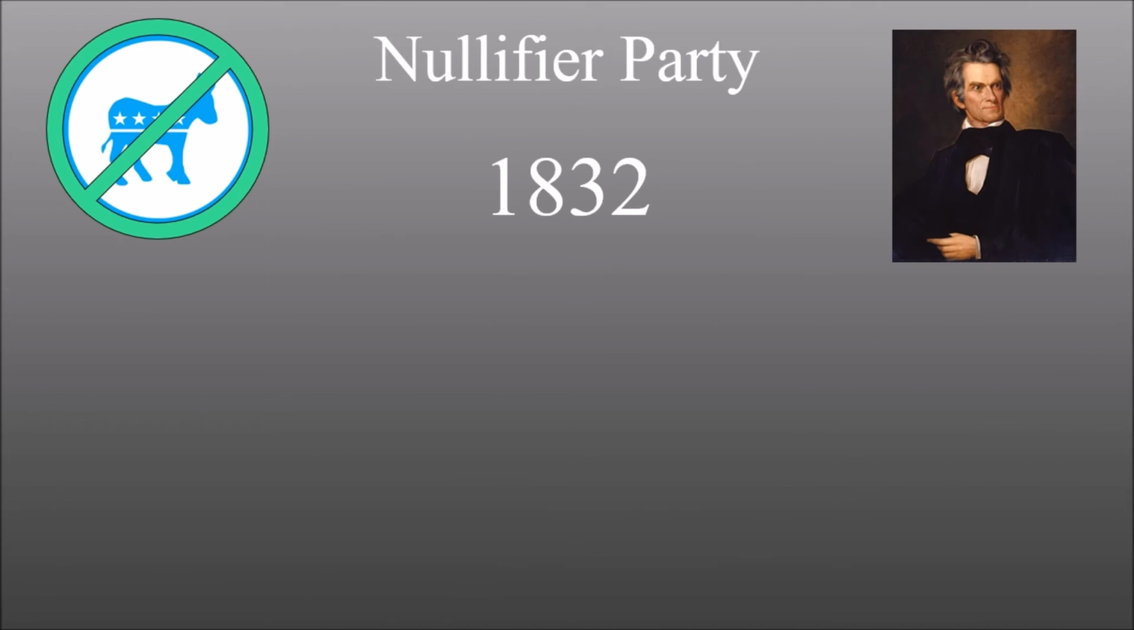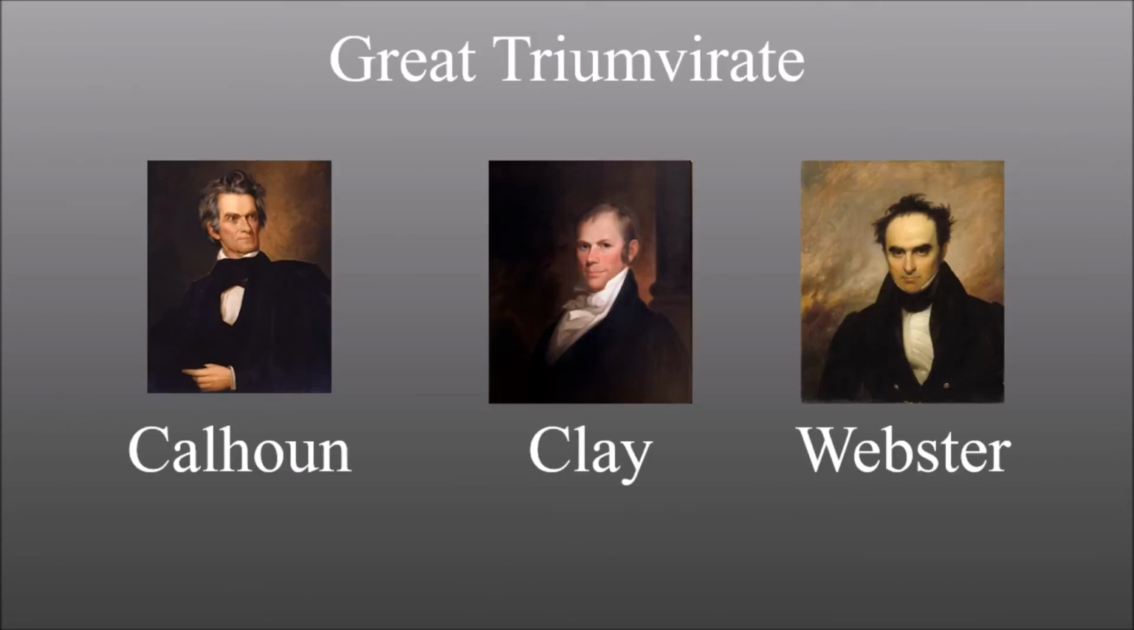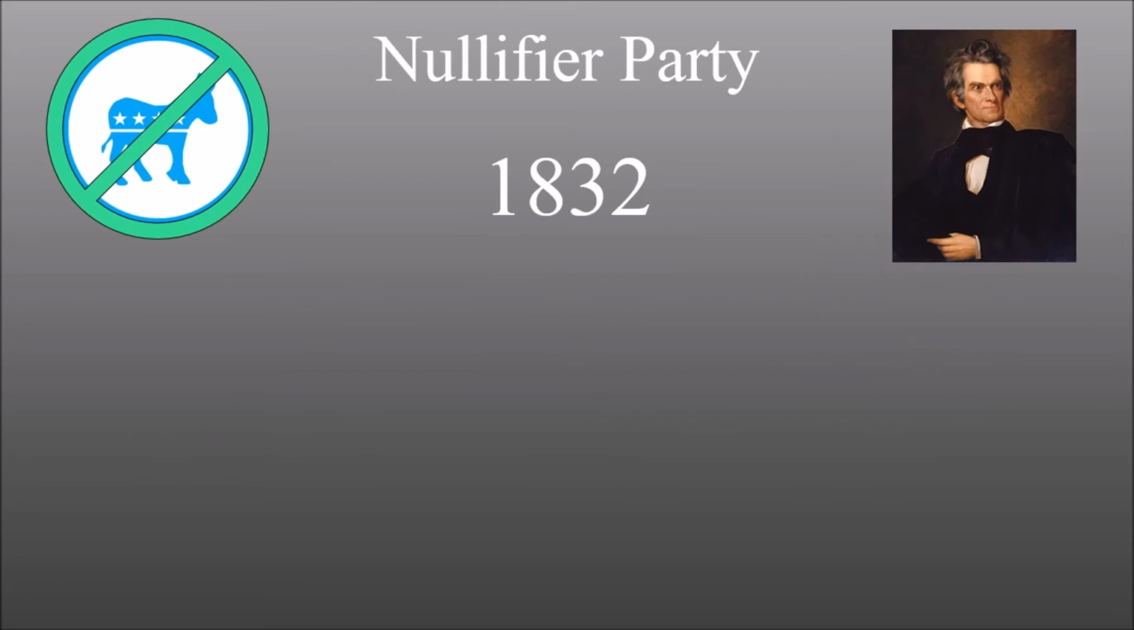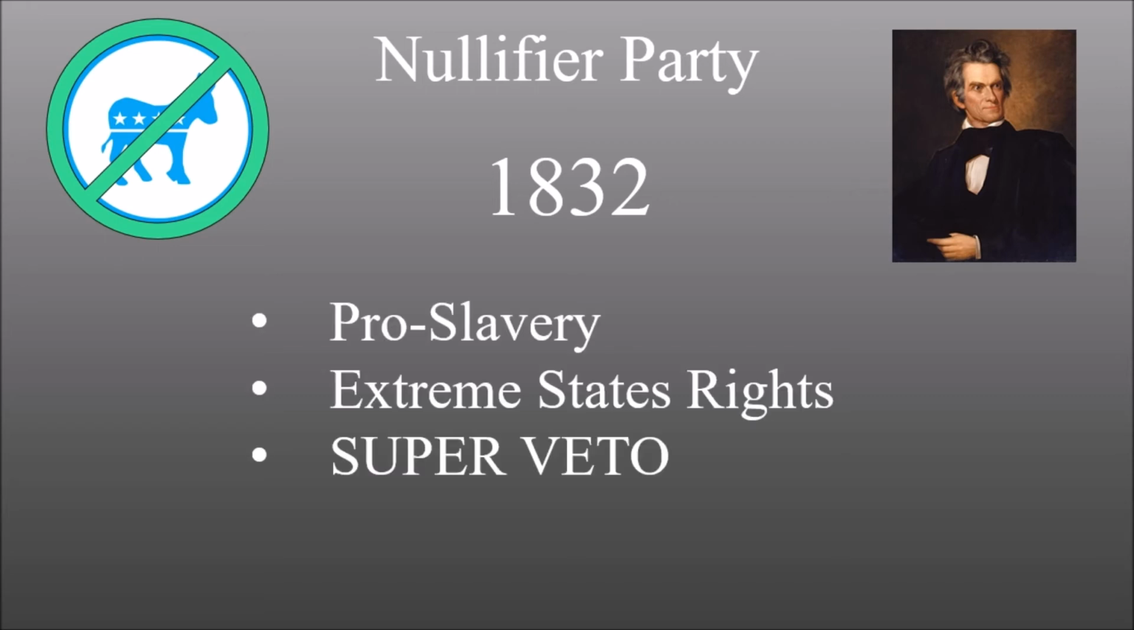The Nullifier Party was formed by John C. Calhoun, a member of the Great Triumvirate, along with Henry Clay and Daniel Webster. Calhoun was the VP of Jackson, and he didn't like him, so he left and joined the Senate of South Carolina as a nullifier, whose beliefs were pro-slavery and extremely states' rights, believing that a state could just not obey federal laws if they didn't feel like it. For the most part, they just didn't like Jackson and rejoined the Democrats in 1836 after Andrew Jackson left office.